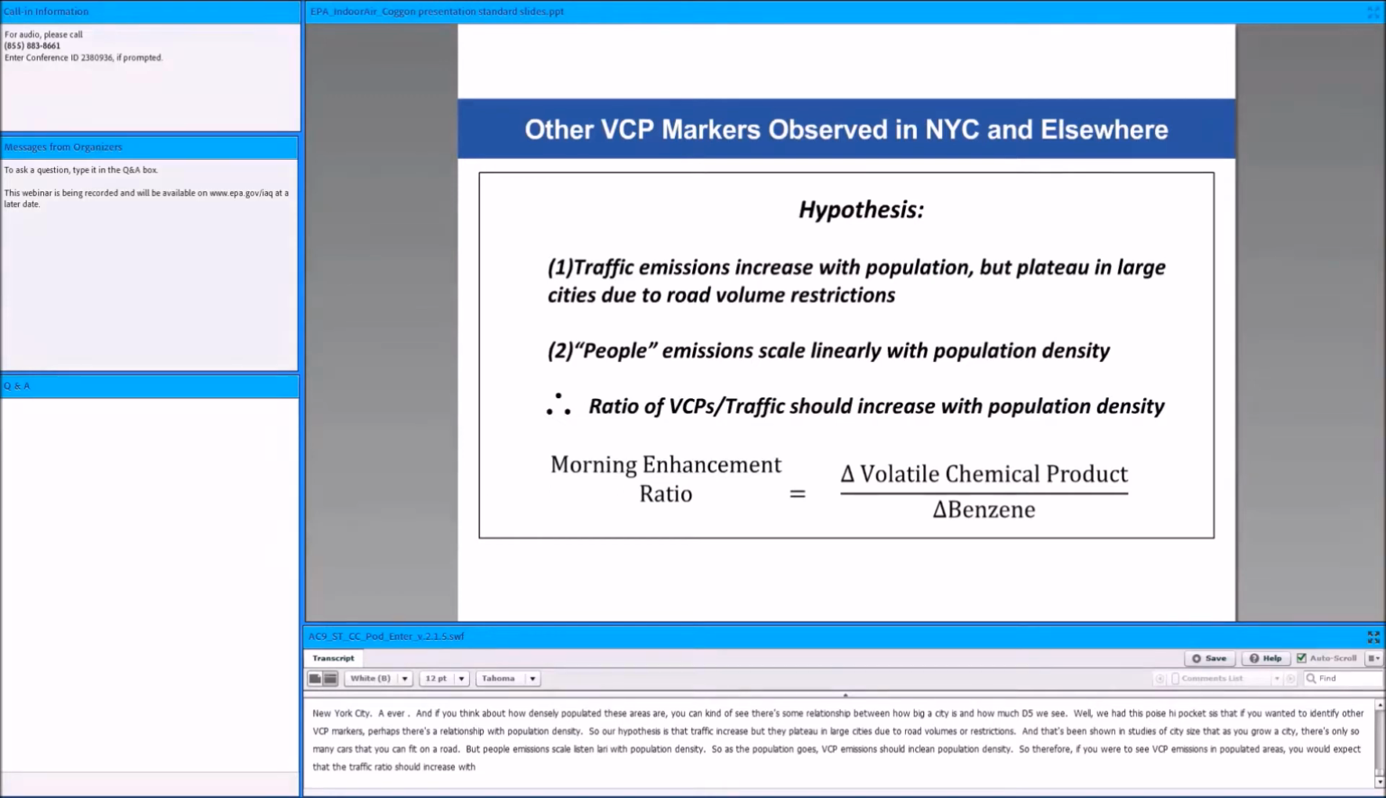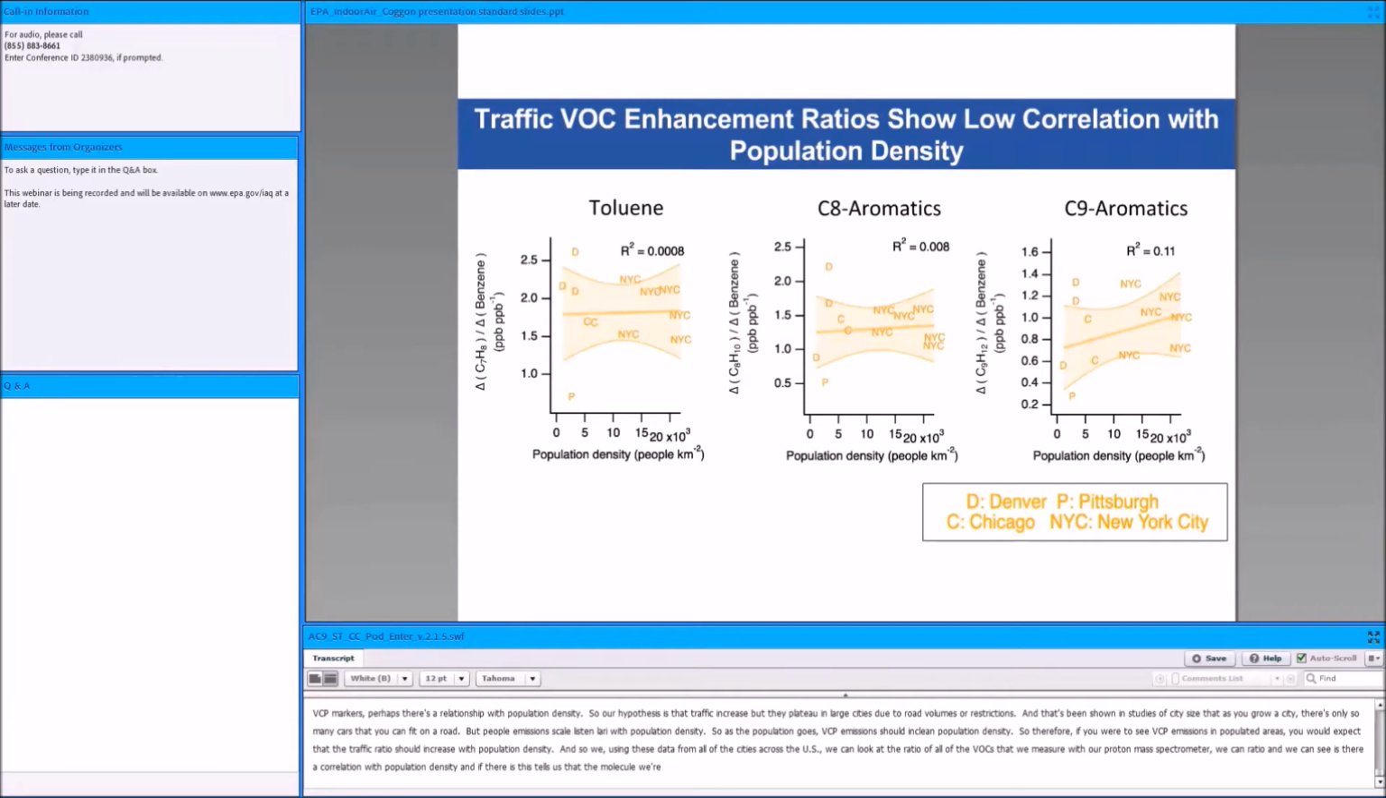And so using these data from all these cities across the U.S., we can look at the ratio of all the VOCs that we measure with our proton transfer mass spectrometer. We can ratio these to benzene, and we can see, is there a correlation with population density? And if there is, this tells us that the molecule that we're measuring is a VCP tracer. And I'm going to show you that this actually does work. I'm going to start by showing you that there's not really a correlation with molecules associated with traffic. For example, toluene, C8 aromatics, and C9 aromatics, when measured in urban areas, are typically associated with traffic. You can see that their ratio to benzene does not have a strong correlation with population density.